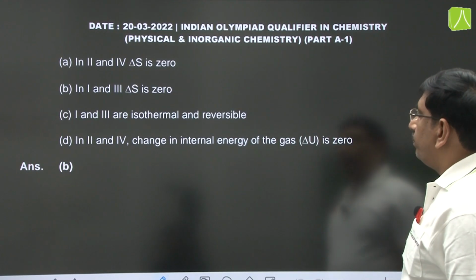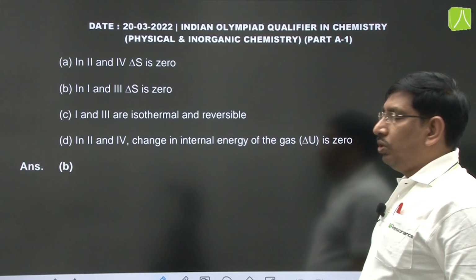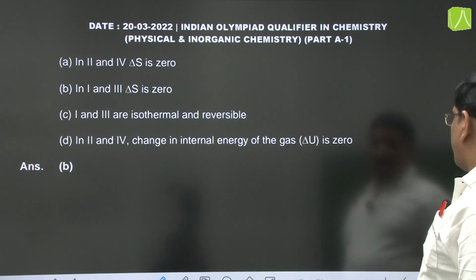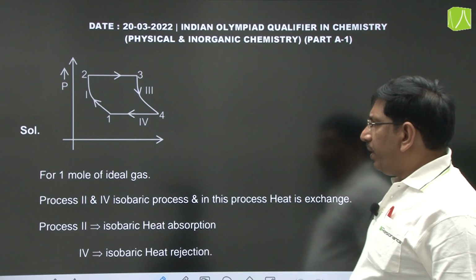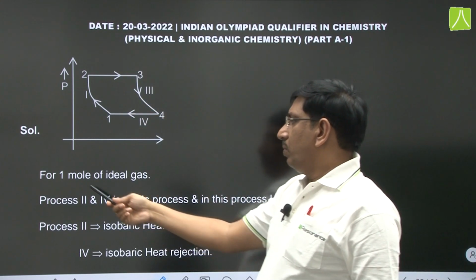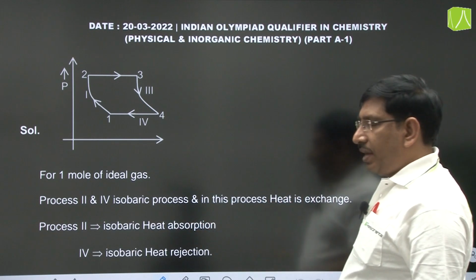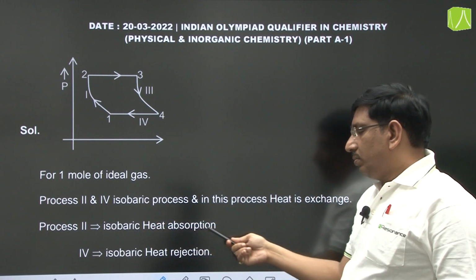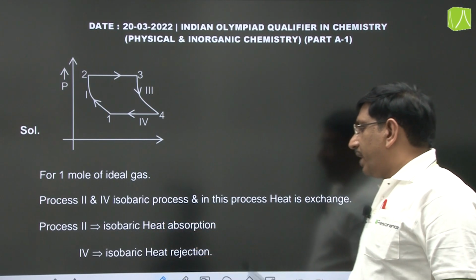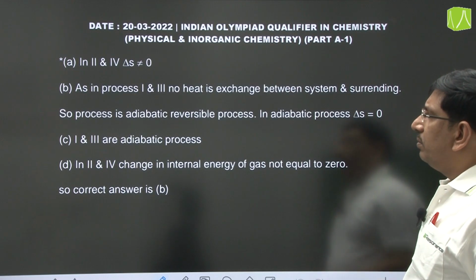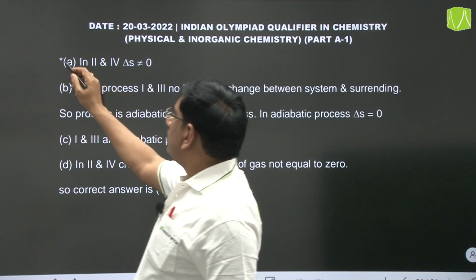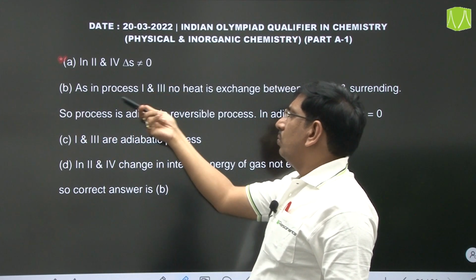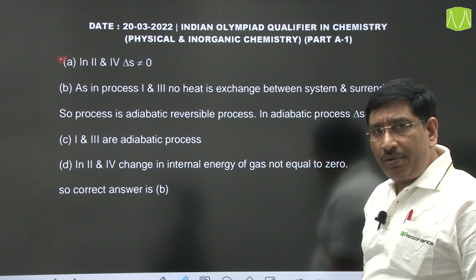ठीक है. And 1 and 3 are isothermal and reversible? No, these are adiabatic. And in 2 and 4 change in internal energy of the gas is 0. इसमें ये देखो, process 2 and 4 isobaric है. In this process heat is exchanging and process 2 is isobaric heat absorption and process 4 is isobaric heat rejection, that means heat evolution. And if you see in 2 and 4 delta S is not equal to 0, and as I told you, as in process 1 and 3 these are adiabatic processes.